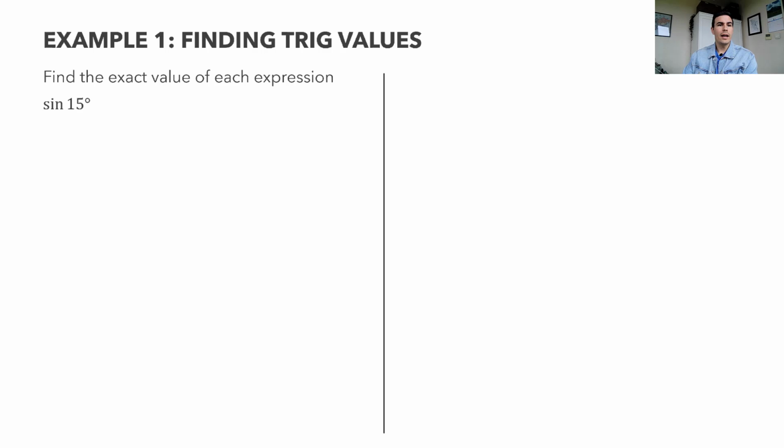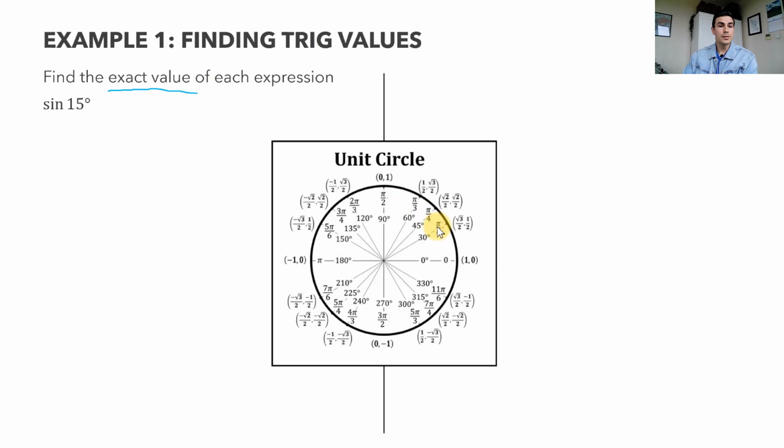All right, example 1, finding a trig value. We're going to find the exact value of our expression here, sine of 15. Now notice here it says exact value, meaning I'm not going to just go to my calculator and plug in sine of 15 degrees. I need to have the exact value. Now for exact values, we typically look at our unit circle. However, we don't have an angle of 15 on our unit circle. That's okay though, because what two numbers can I add or subtract to get 15? I'm looking for numbers that are on my unit circle.